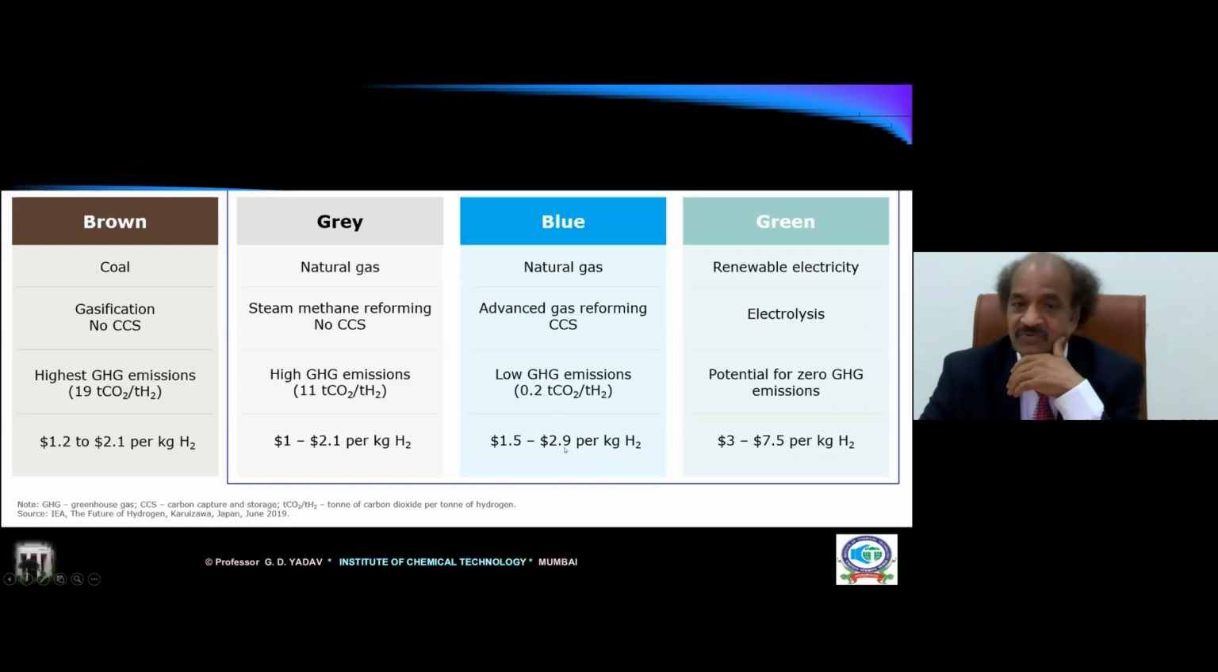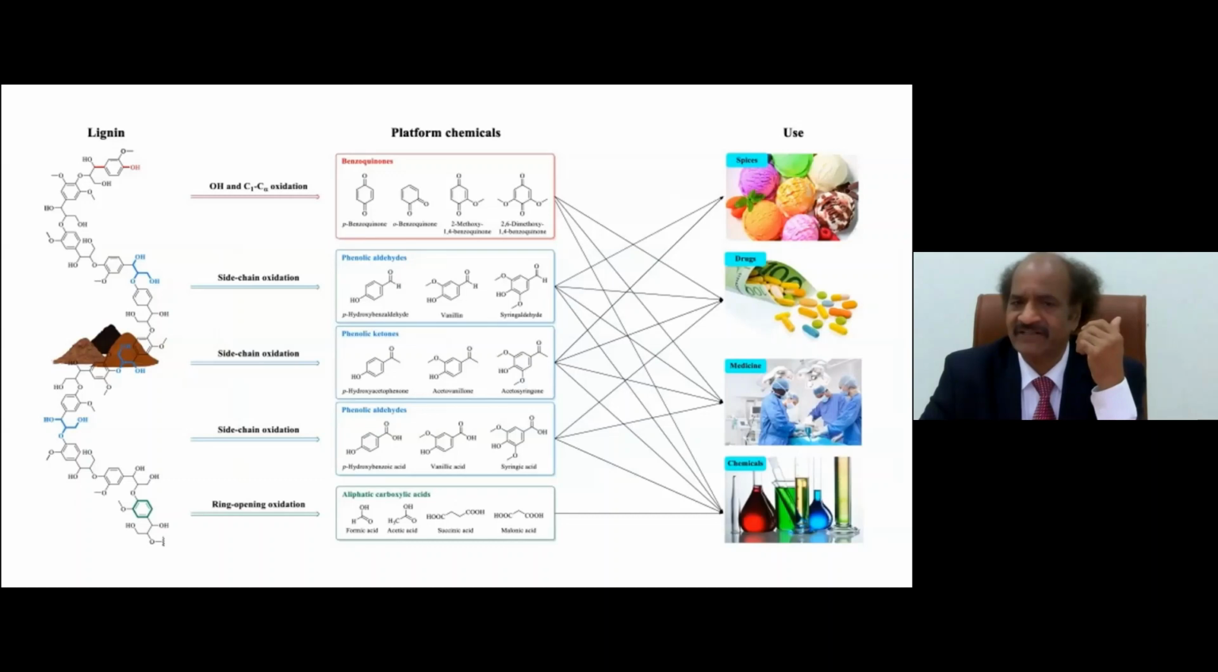And renewable hydrogen, this will be water splitting. You will have something like $3 to $7.5 per kg. What is targeted? It is targeted to have less than $2.5 per kg.